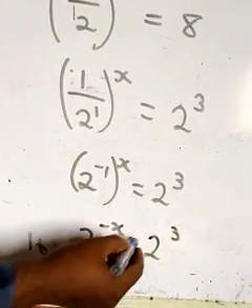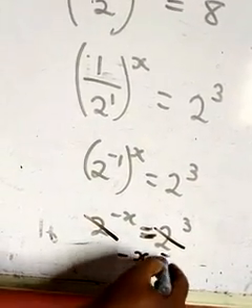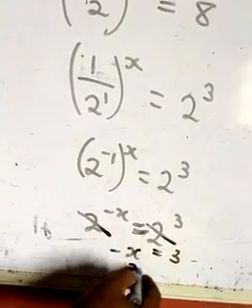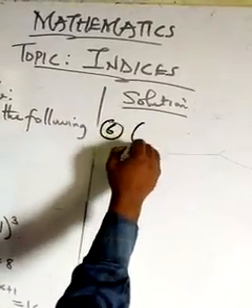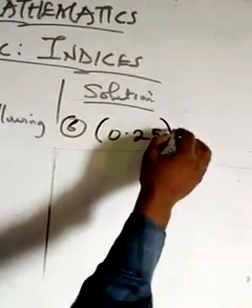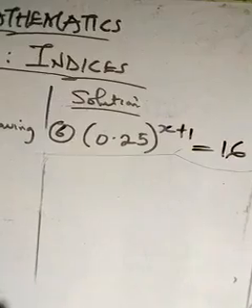Now since the bases are equal and you have equals here, 2 cancels 2. That means minus x equals 3. Divide both sides by minus 1, x equals minus 3. Now question number 6. We have 0.25 raised to the power x plus 1 equals 16. Now how do we solve this?